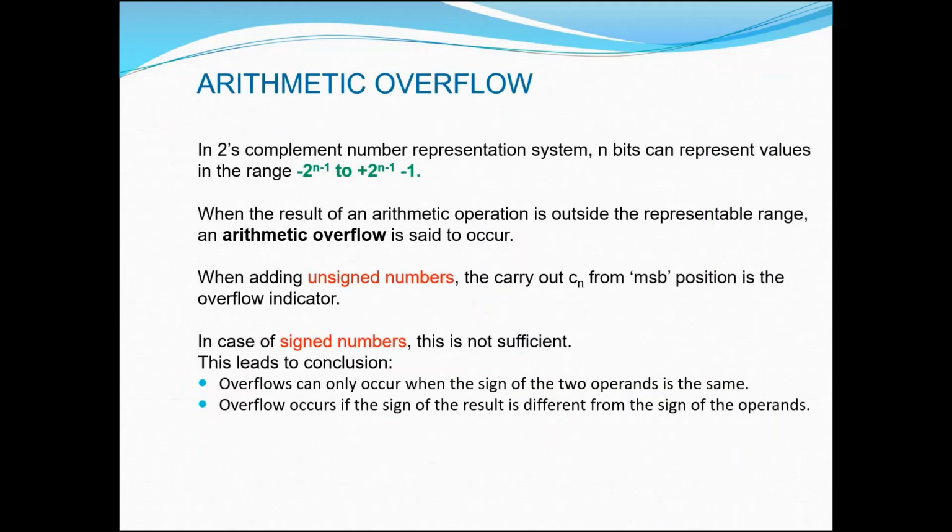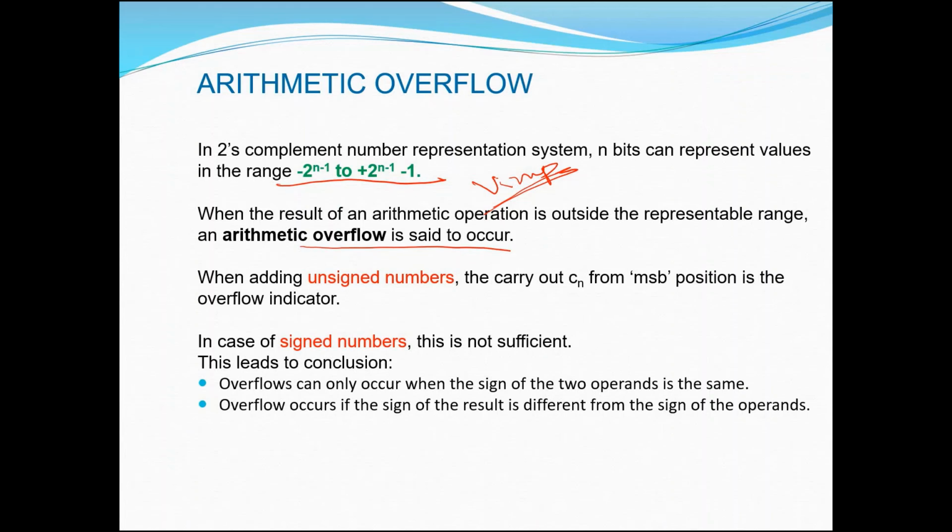has occurred. So arithmetic overflow: we can say in 2's complement number representation system, n bits can represent values in the range of minus 2 raised to n minus 1 to plus 2 raised to n minus 1. Please remember this. This is a very important point. This is a GATE exam question. Now, when the result of an arithmetic operation is outside the representable range of an arithmetic, then we say overflow has occurred.